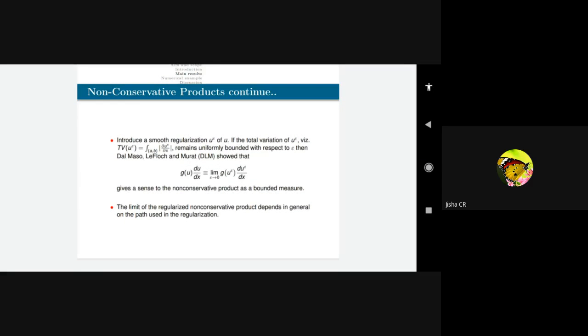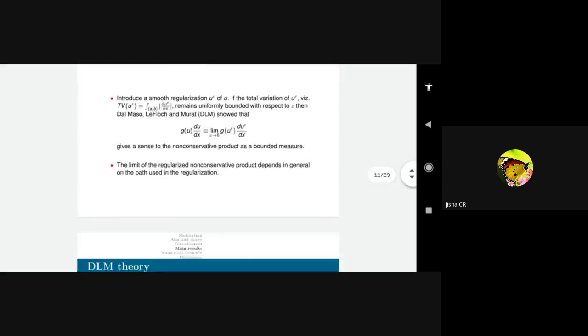The non-conservative product we cannot define directly for a discontinuous function, so we need an approximate solution. We consider a regularization of u, that is u_epsilon, and we take the total variation for that sequence. Then we get g(u) ∂x u equal to the limit as epsilon tends to 0 of g(u_epsilon) ∂x u_epsilon. This is the non-conservative product. It is a bounded measure in the Radon measure space, and the limit of the regularization of the non-conservative product depends in general on the path in the regularization. Next slide, please.